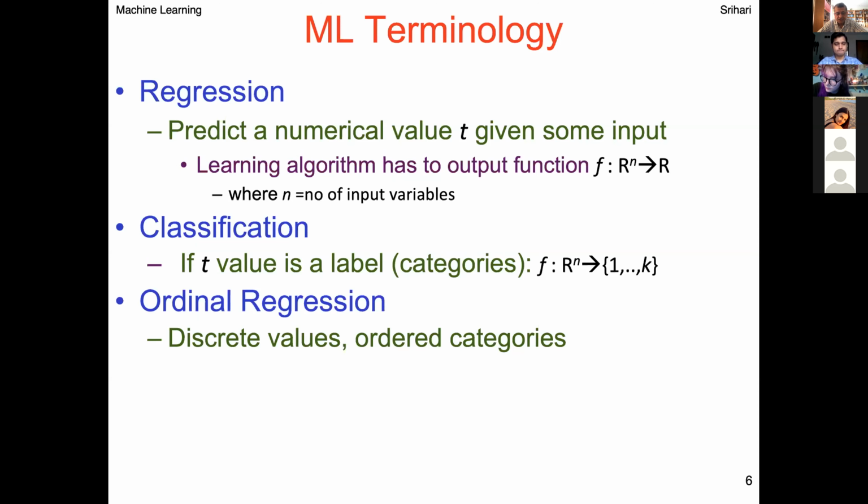Ordinal regression is where we have discrete values, but they're ordered categories. So if you have values that can be ordered 0, 1, 2, 3, 4, 5, 6, 7, 8, 9, 10, etc., and there is some natural ordering, it's called ordinal regression. But in general, in regression you have an infinite set of values, and in classification you have a discrete set of values that need not be ordered, like classes.